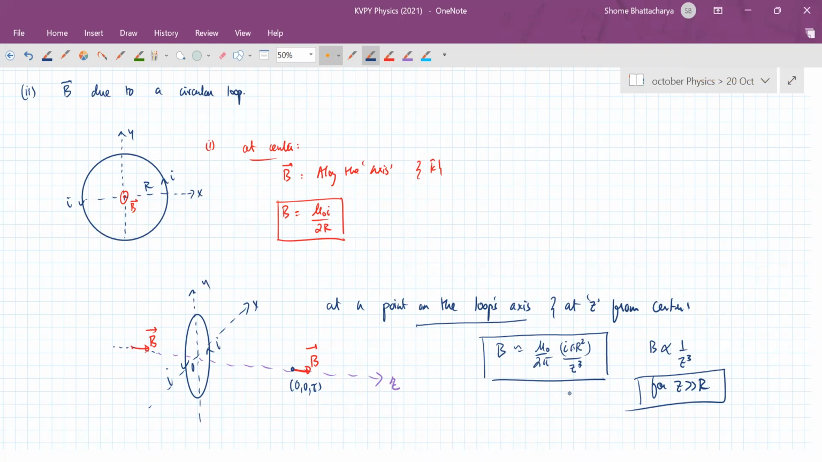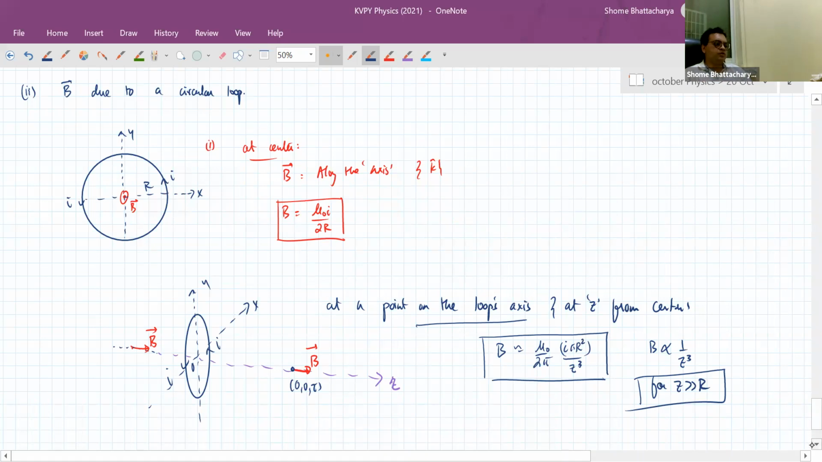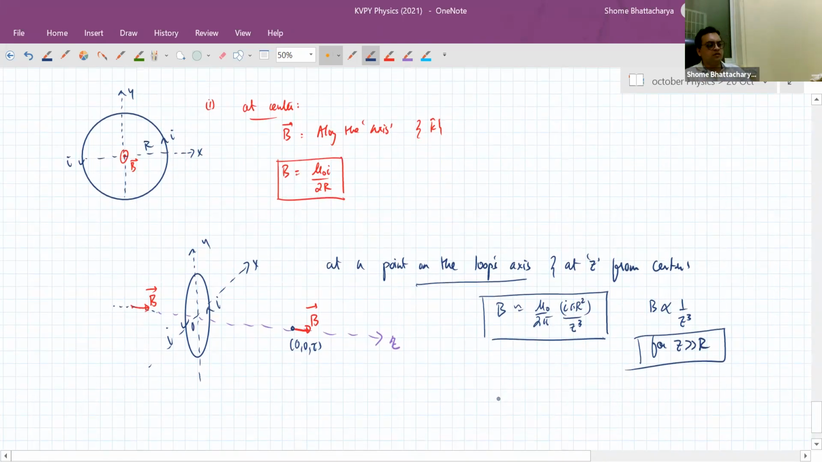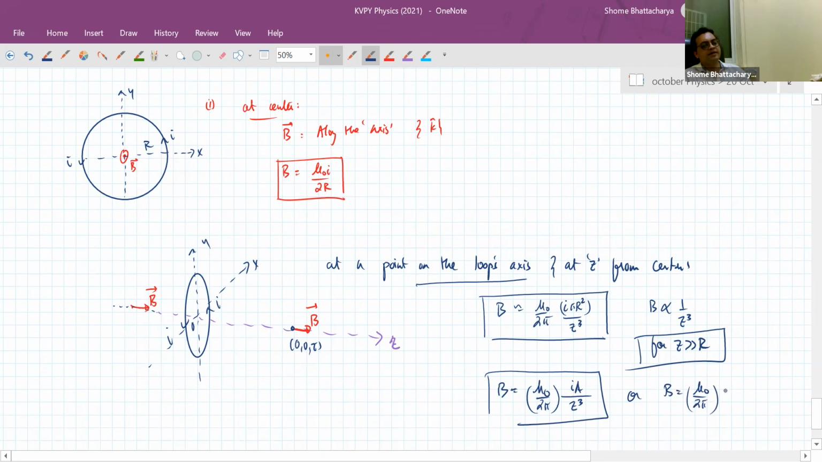Sir, in that loop's axis formula, it is mu naught by 2 into I into pi r square. Okay. So there's another way to remember this also. This is mu naught by 2 pi into current into area divided by Z cube. Or it can also be written as mu naught upon 2 pi into something called magnetic dipole moment, mu, which is current into area. So this is called magnetic dipole moment.